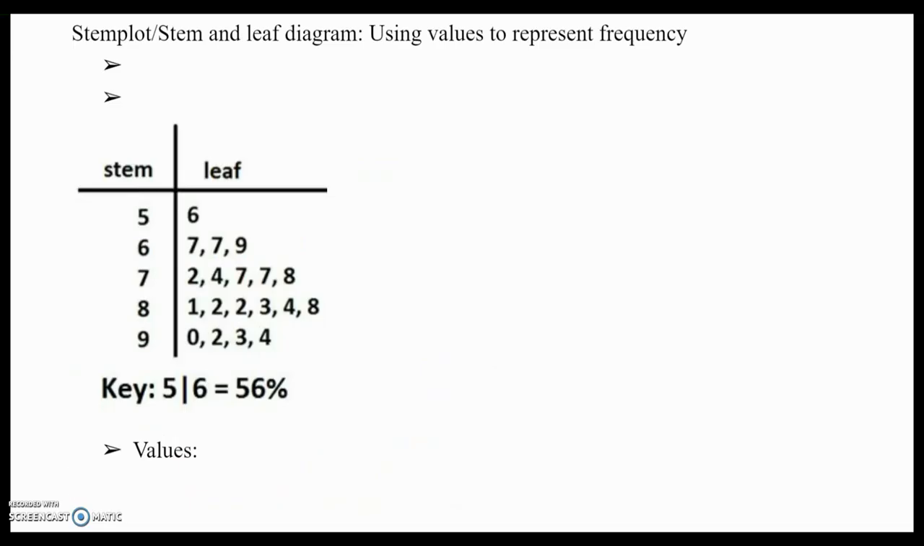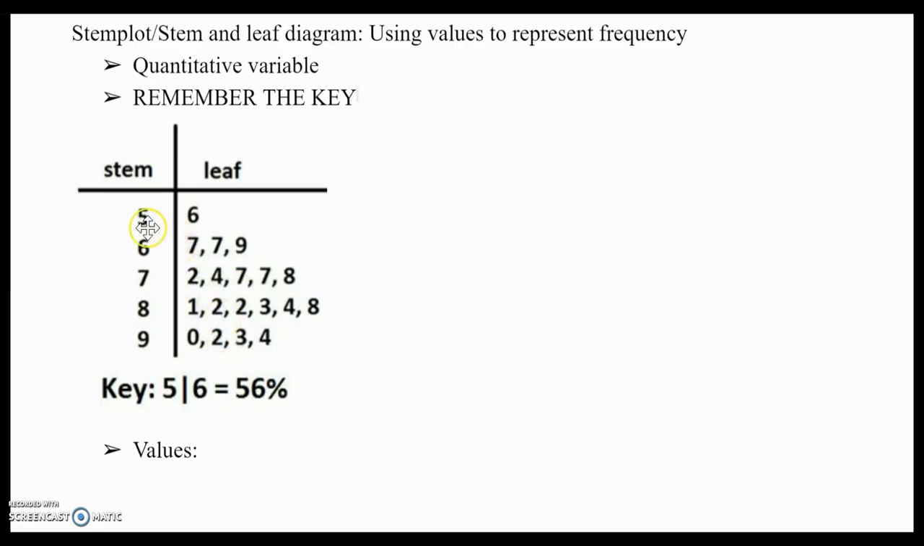Stem plot or stem and leaf diagram, which is using values to represent some sort of frequency. Since we're using values to represent frequency, the variables have to be quantitative. They have to be able to be assigned a value. A lot of students forget this, so I'm going to put it in all caps. Remember the key. Without the key over here, these numbers are meaningless.